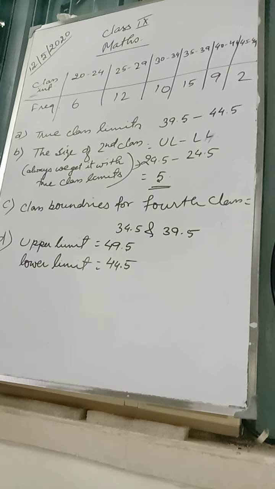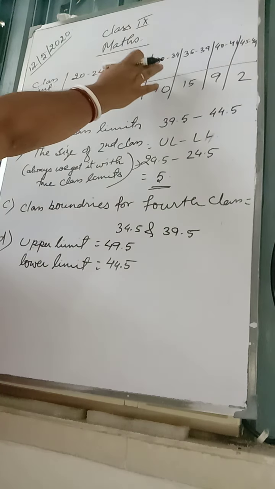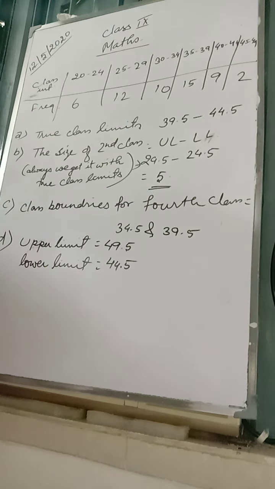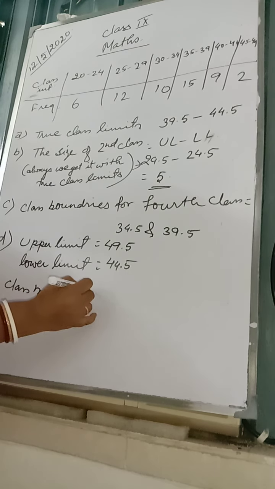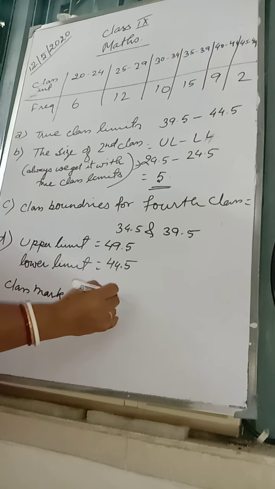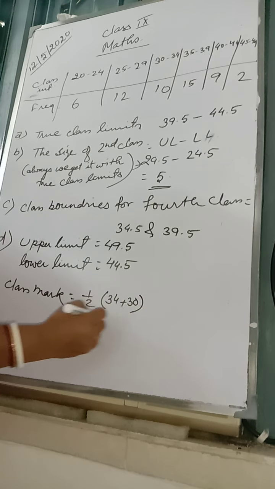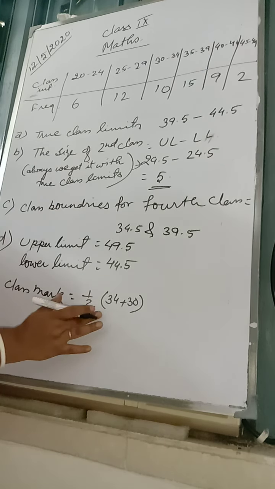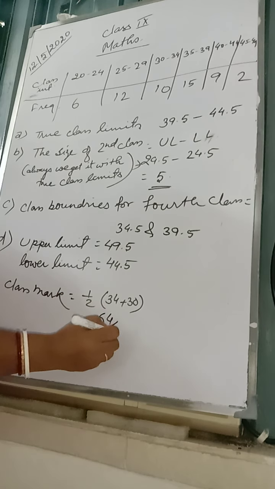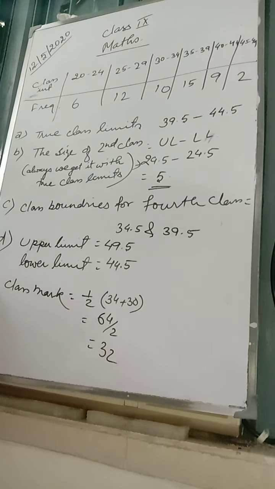The last one, the class mark of the third class. Which is the third class? This is number E. Class mark is equal to half into 34 plus 30, or 64 by 2, 32. This is the class mark.